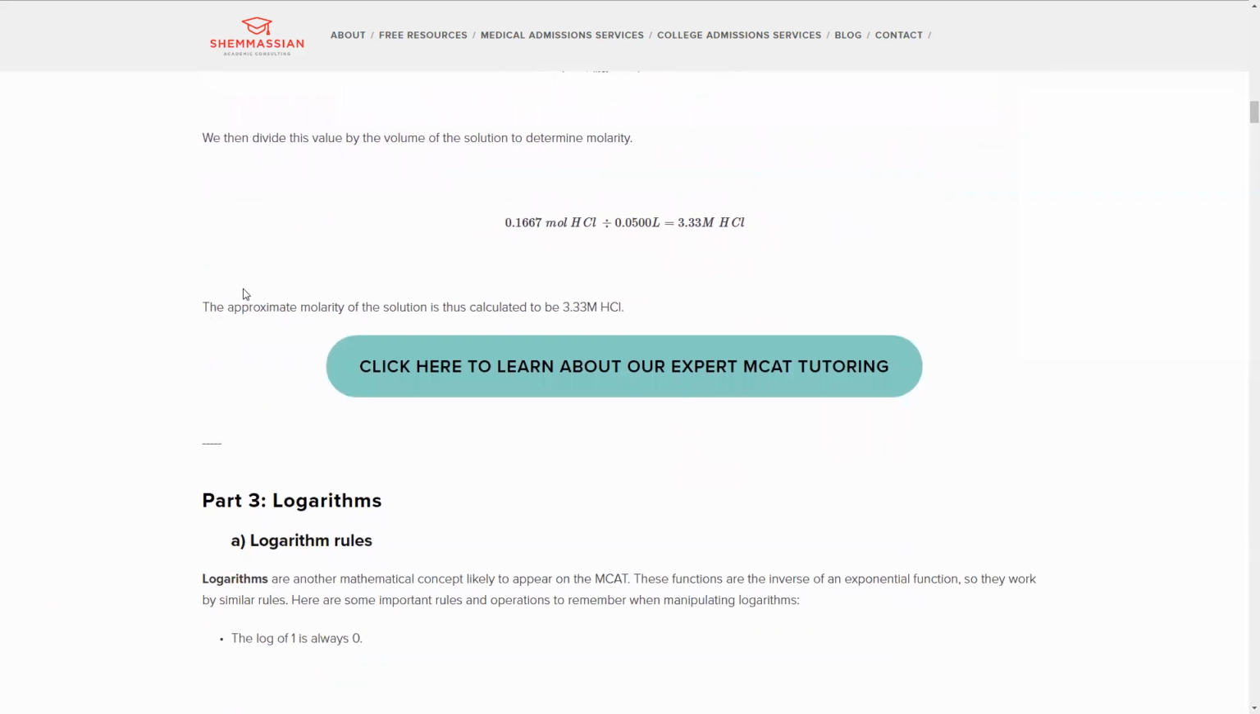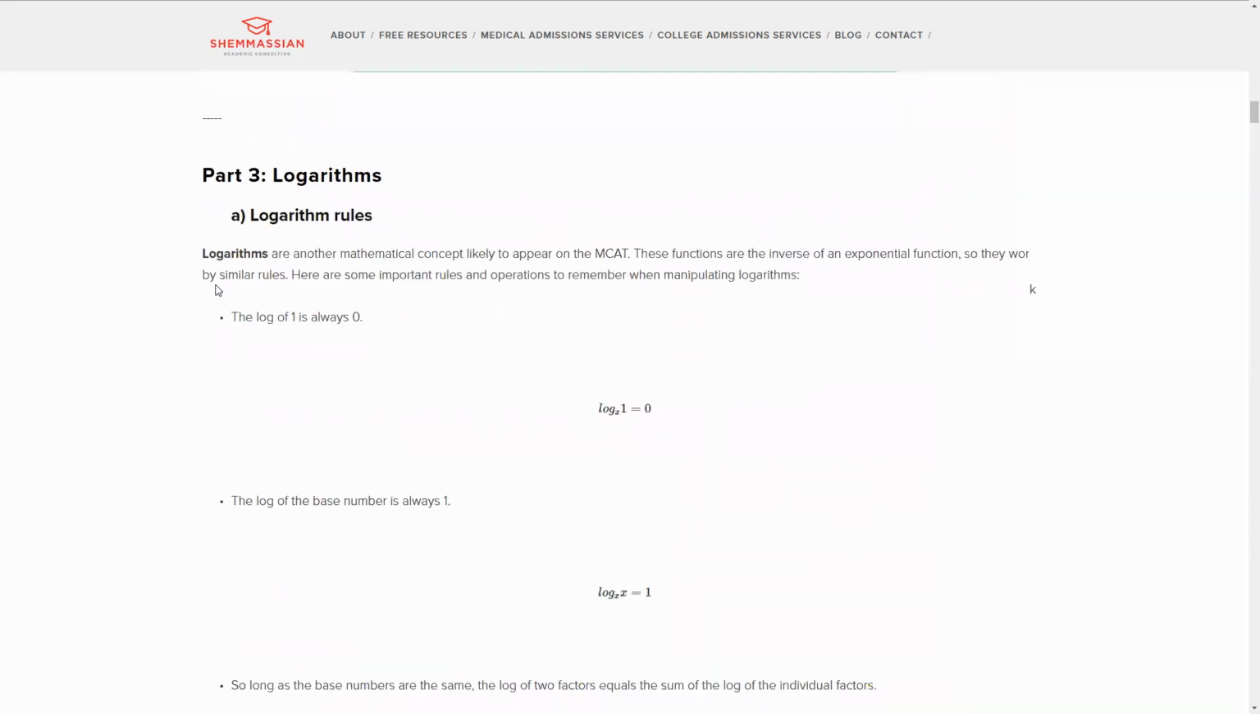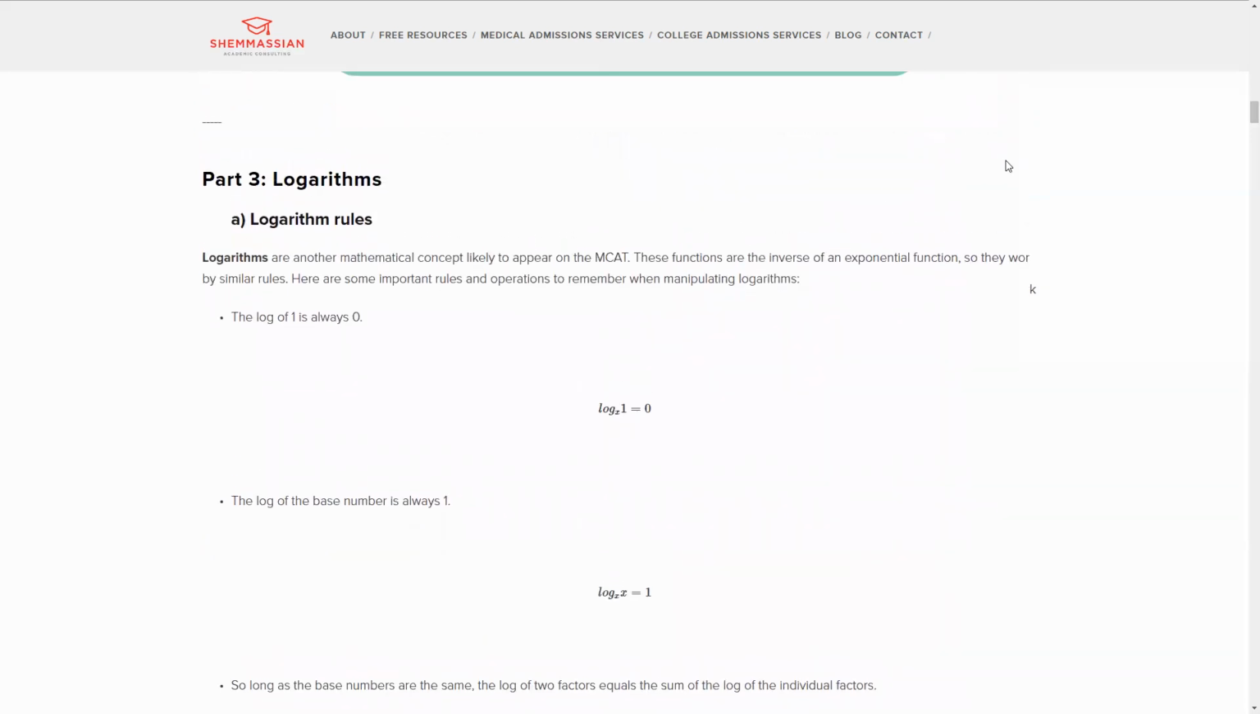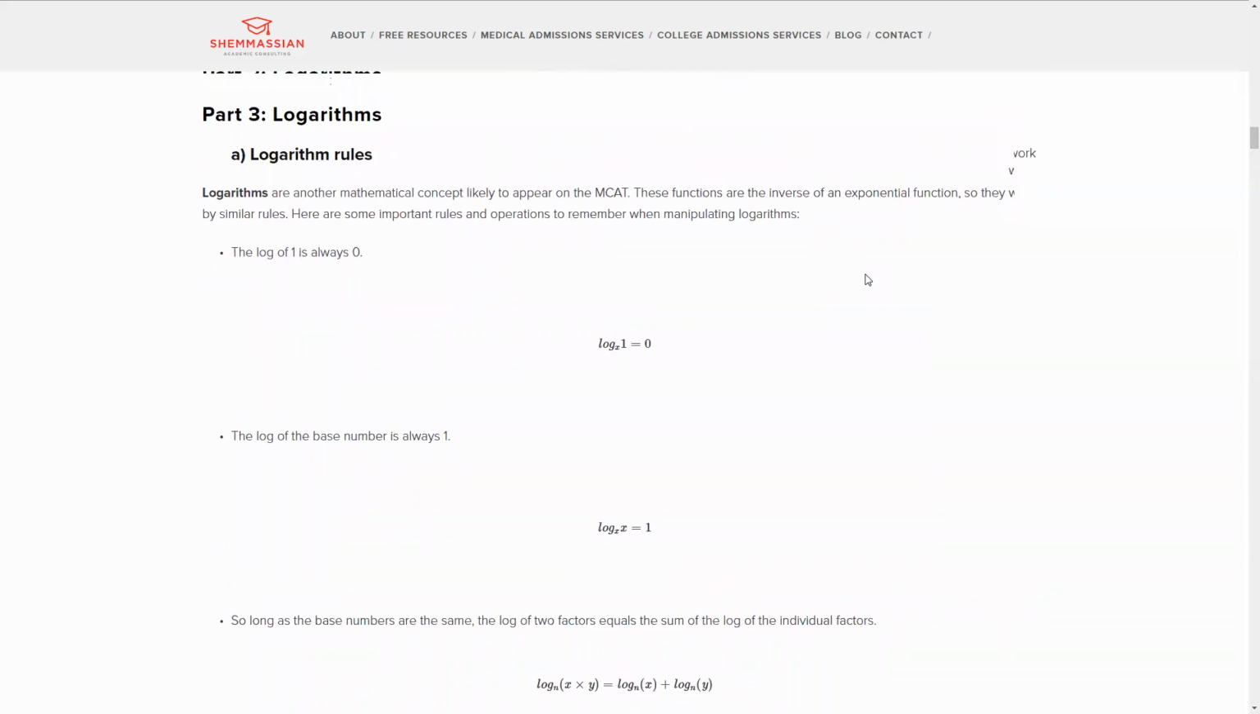Okay, if that makes sense, we're going to move on to logs. Logs is basically everything that we've learned so far, but with an extra layer of, not complexity, but a little bit of unfamiliarness, because we don't manipulate logs as much as we manipulate regular numbers. So we're going to go through logs from the start.